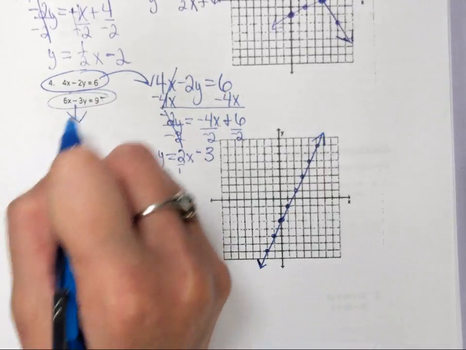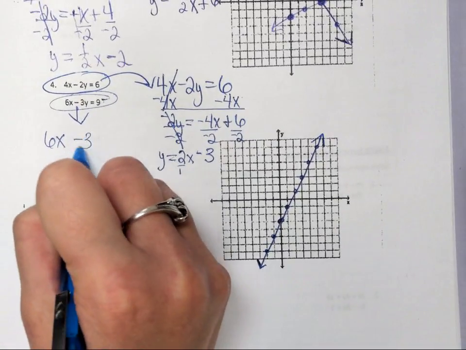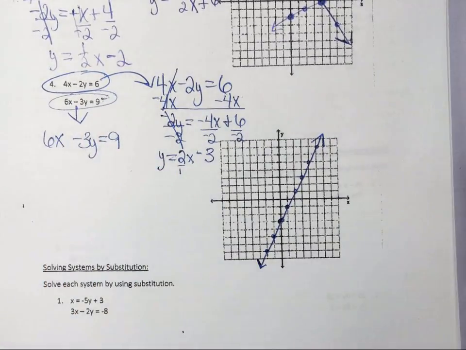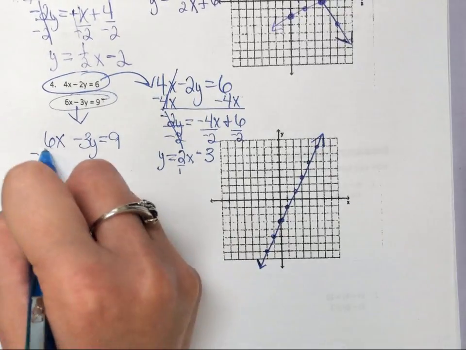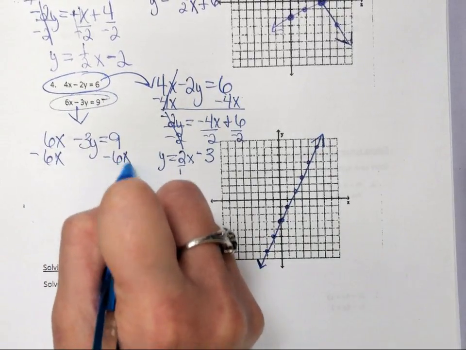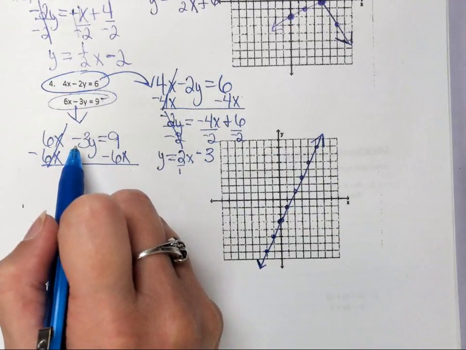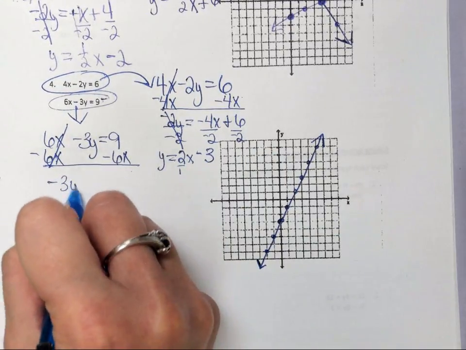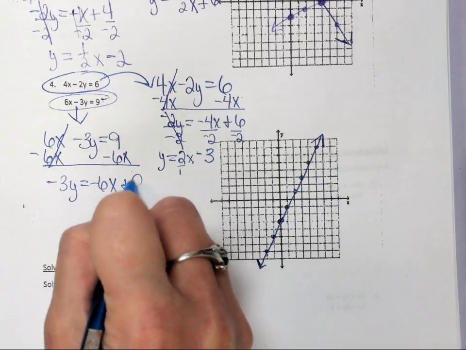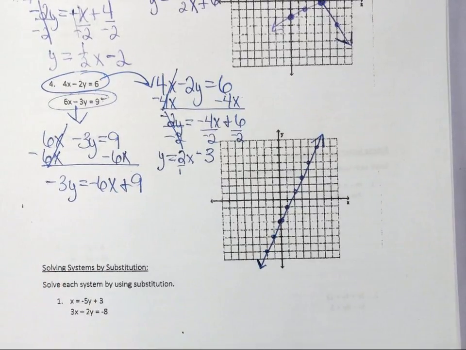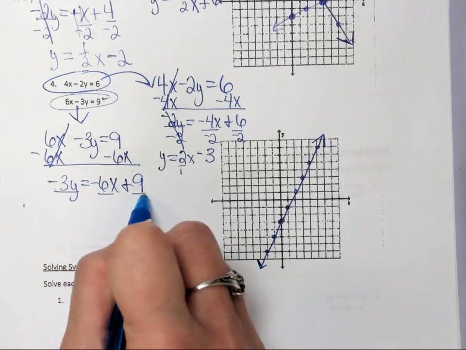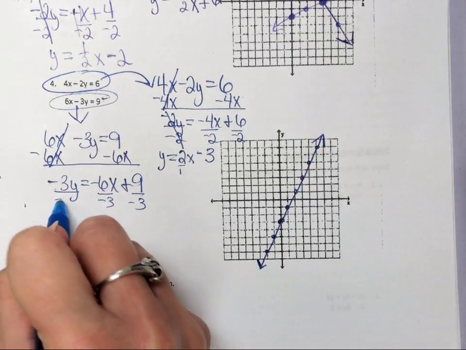Alright, what about the bottom one? Let's see. Tyler Emerson, what would I do first on this one? Perfect. Alright, so that 3 is negative, so be careful, okay? So negative 3y equals negative 6x plus 9. Alright, Maddie, what would I do from here? Perfect. Divide everything by negative 3. Perfect.